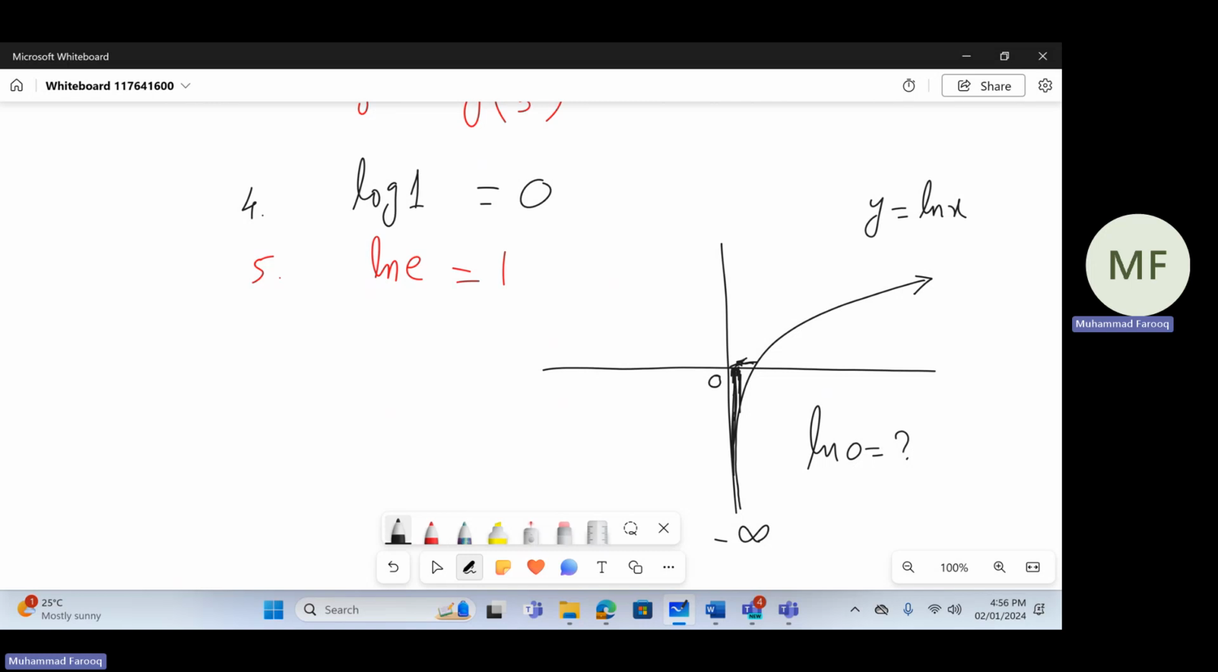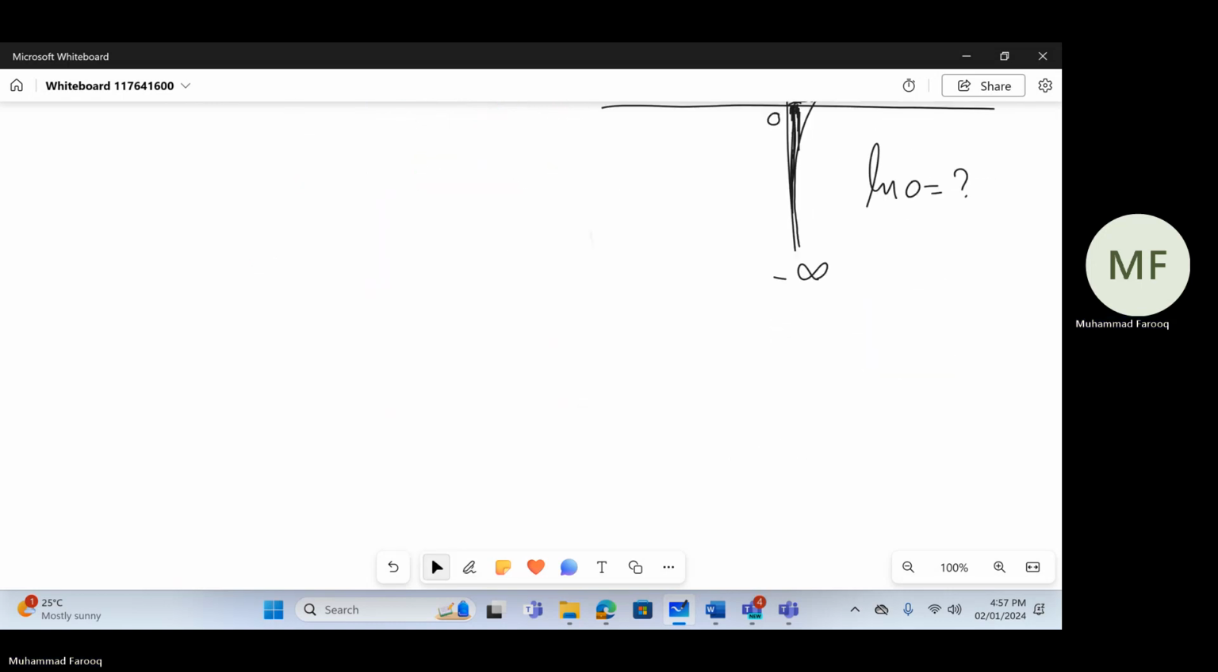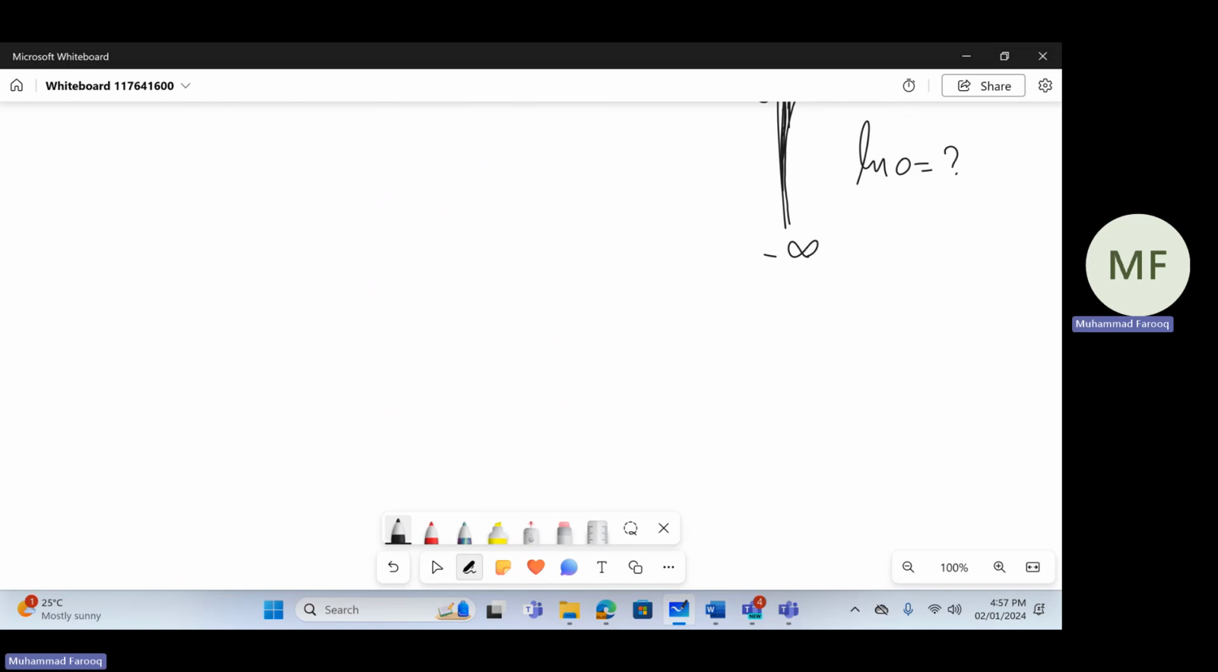Now I will share with you the derivative rule of natural log. I told you we cannot differentiate log directly, please. We differentiate ln, okay? So the derivative of ln x: we have y is equal to ln x. What is y prime? Yeah, actually, it's not only 1 over x.